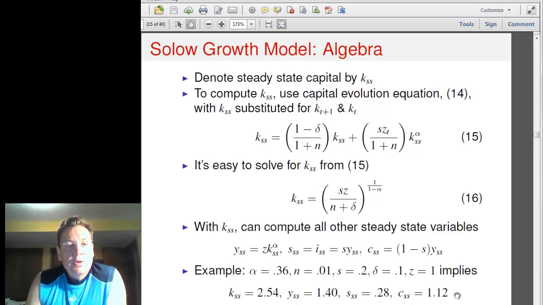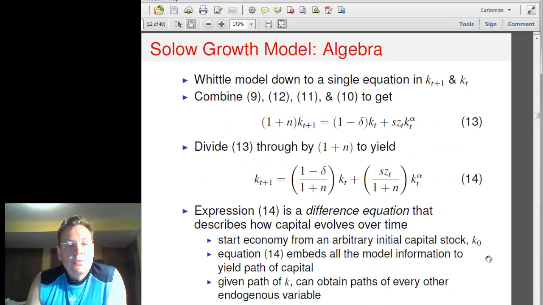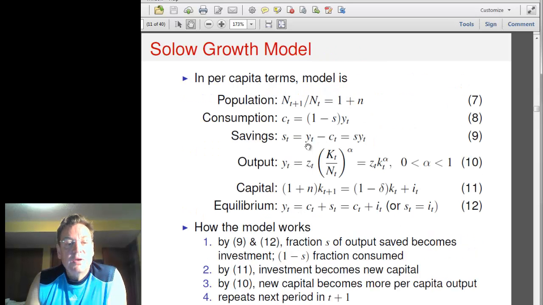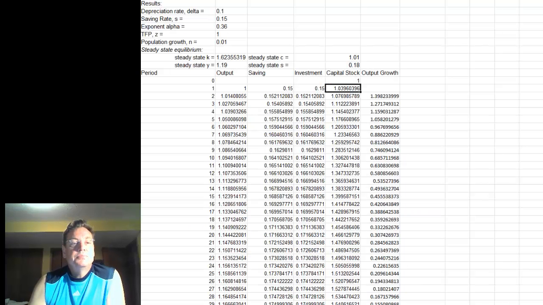Now, the other thing that we're going to do here is use this formula to generate a time path for capital. Again, you need to have parameter values and you need to have some initial capital stock, but then this generates an entire time path for capital. And once you have that, you can use these equations to get time paths for output, for savings, for consumption, and so forth. So that's what we're going to turn to now.